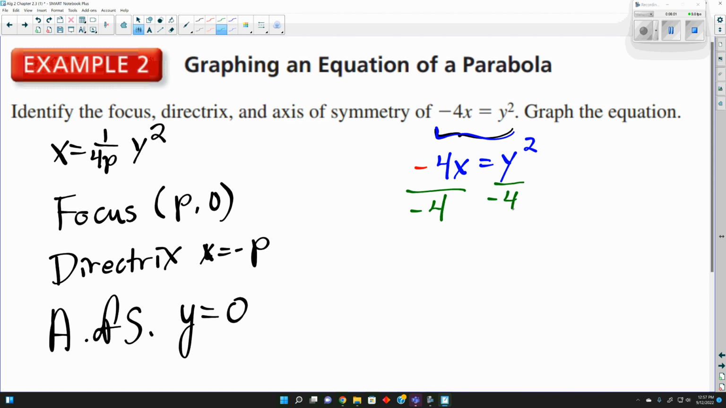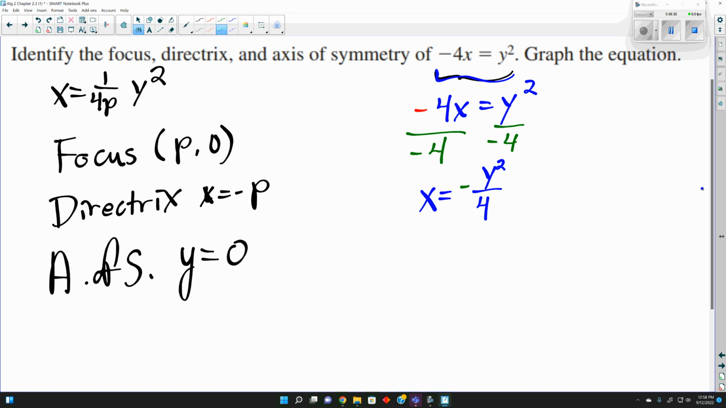Because the general form has its x and the y squared on opposite sides, yes? So are the x and y squared already on opposite sides? Yeah, that's fine. We just need the x to be by itself. So I need to get rid of the negative 4. Well, the main way we can get rid of the negative 4 is to divide, because negative 4 divided by negative 4 is 1, leaving us with just x. On the other side, we have negative y squared over 4.